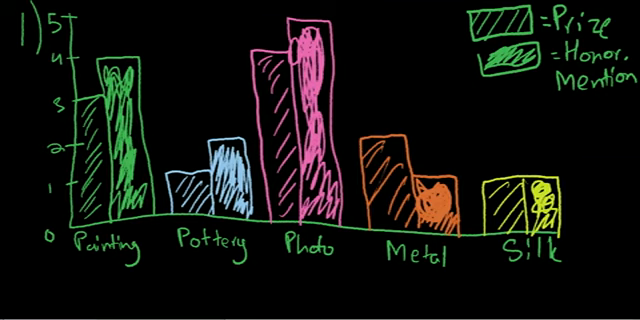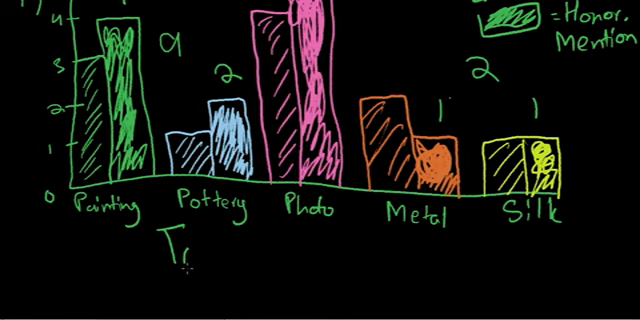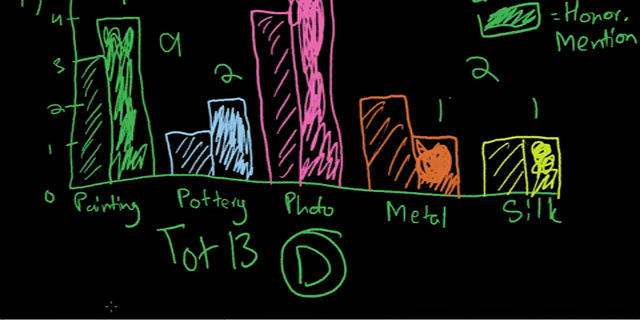See, I knew it was gonna be short. So, how many honorable mentions in painting? There are 4 here. How many in pottery? 2. How many in photo? 5. There are 1 in metal and 1 in silk. So 1 plus 1, so 2 plus 5, 7 plus 2, 9 plus 4. So total of 13 honorable mention ribbons. That is choice D. And we're gonna have to leave this graph alone.